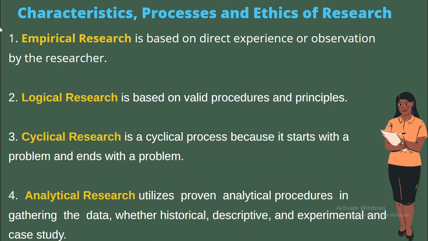Okay, next, number three. Cyclical research is a process because it starts with a problem and ends with a problem. So it derives from the term cycle. So when we say cycle, it's like an ongoing issue. There's no ending and there's no beginning. So it's like a circular problem, right? So it starts with a problem, it ends with a problem.